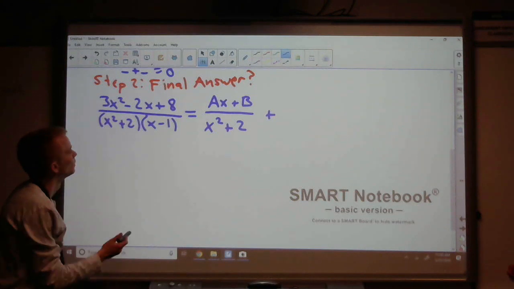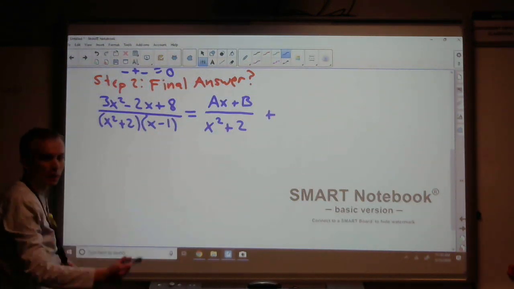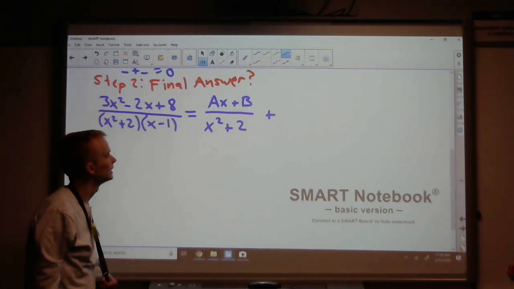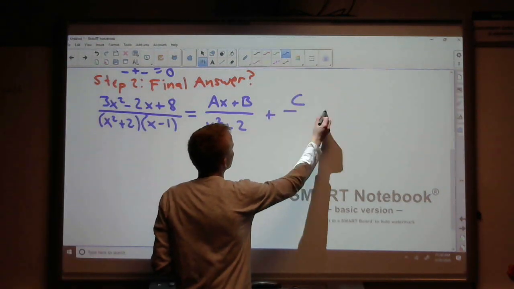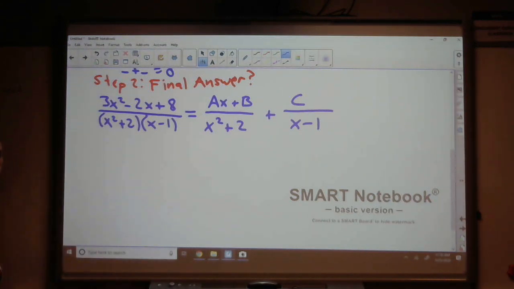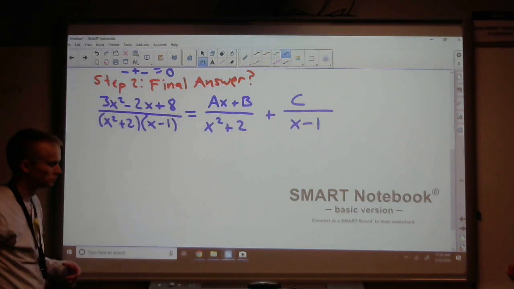Plus, well, our other factor is x minus 1. That's a linear factor, and it's not repeated, so we just throw a letter on top. Okay? So this is what this would look like. That's our final answer. Okay?